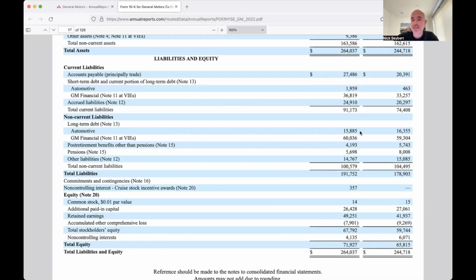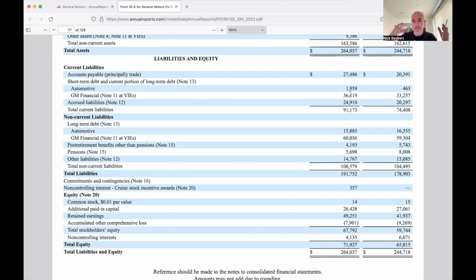And not surprisingly, because most debt is long-term, there's even more long-term debt than short-term debt, right? 60 billion plus 16 billion. So if you eyeball this, GM has 76 billion in long-term debt, and they've got 39 billion in short-term debt. So they've got something like 115 billion in debt.